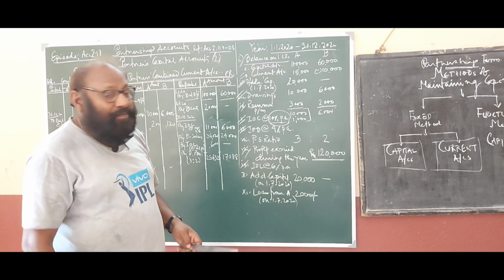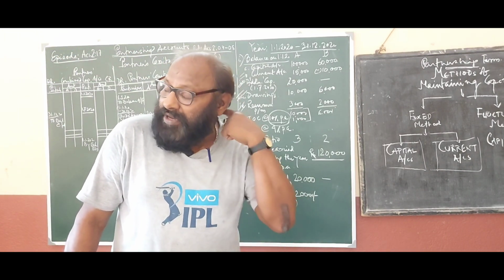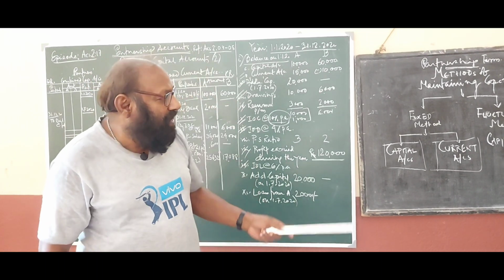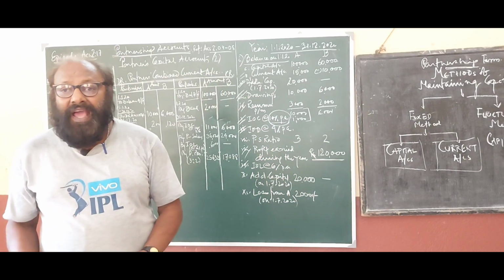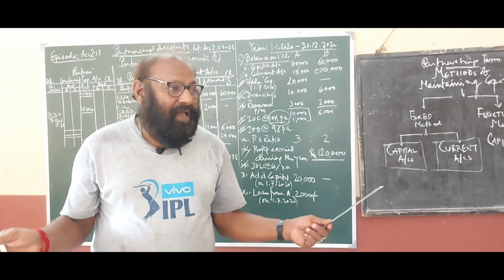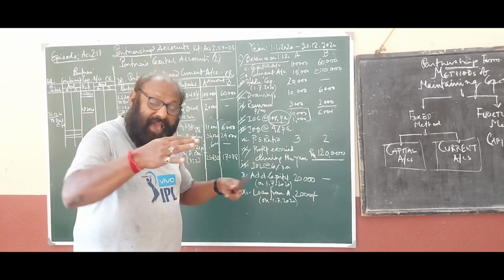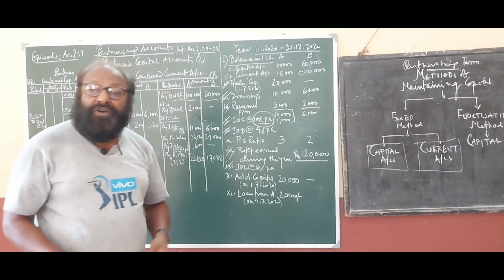Now see, in a nutshell, I am letting you know: the methods of maintaining capital in case of a partnership firm are two, one is fluctuating method and the other is fixed method. In fluctuating method there is a single account, that is capital account, and that account contains each and every transaction. As a result we have varying amounts of capital, opening balance and closing balance.